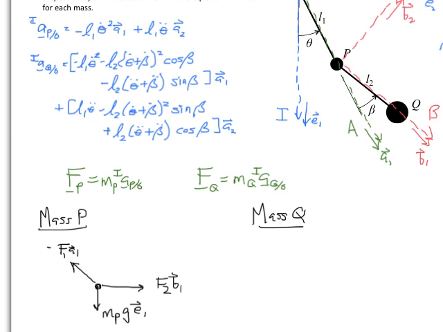We'll have a similar process for mass Q, in which our free body diagram is a point, and on this point we need to have the force due to gravity, which is operating in the E1 direction. So the mass of Q multiplied times g in the E1 direction, and then the only other force applied will be F2, and it needs to be equal and opposite of how we've drawn it on the free body diagram for mass P. So this will be F2 in the negative B1 direction.